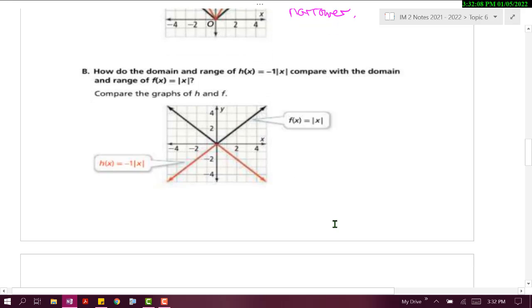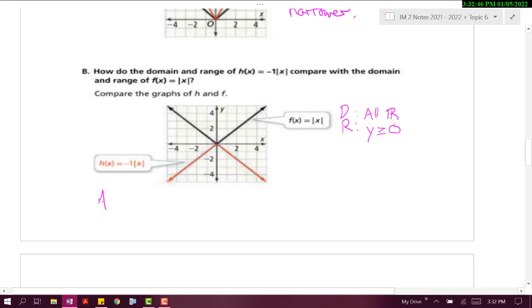How do the domain and range of h of x equals -1 times the absolute value of x compare with the domain and range? Okay, well, in our regular one, like we said, all real numbers for our x's on regular absolute value of x, y is greater than or equal to 0, just like we put before, whereas h of x, which equals -1 times the absolute value of x, is our flip.